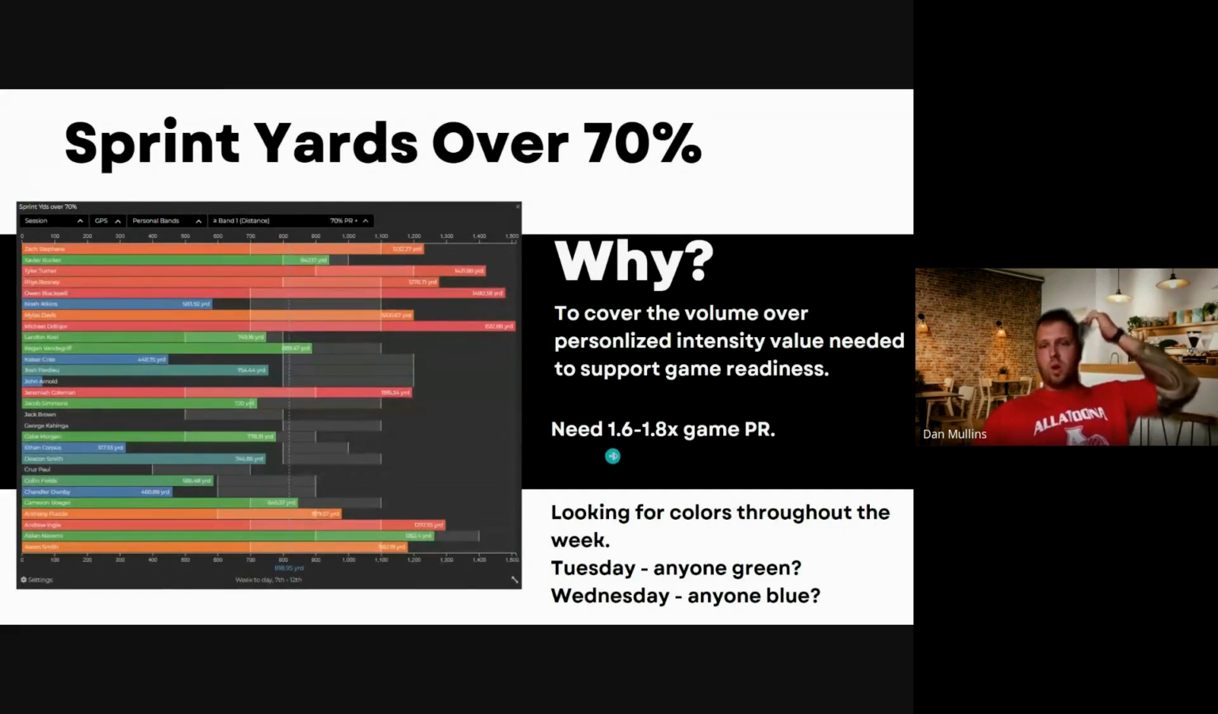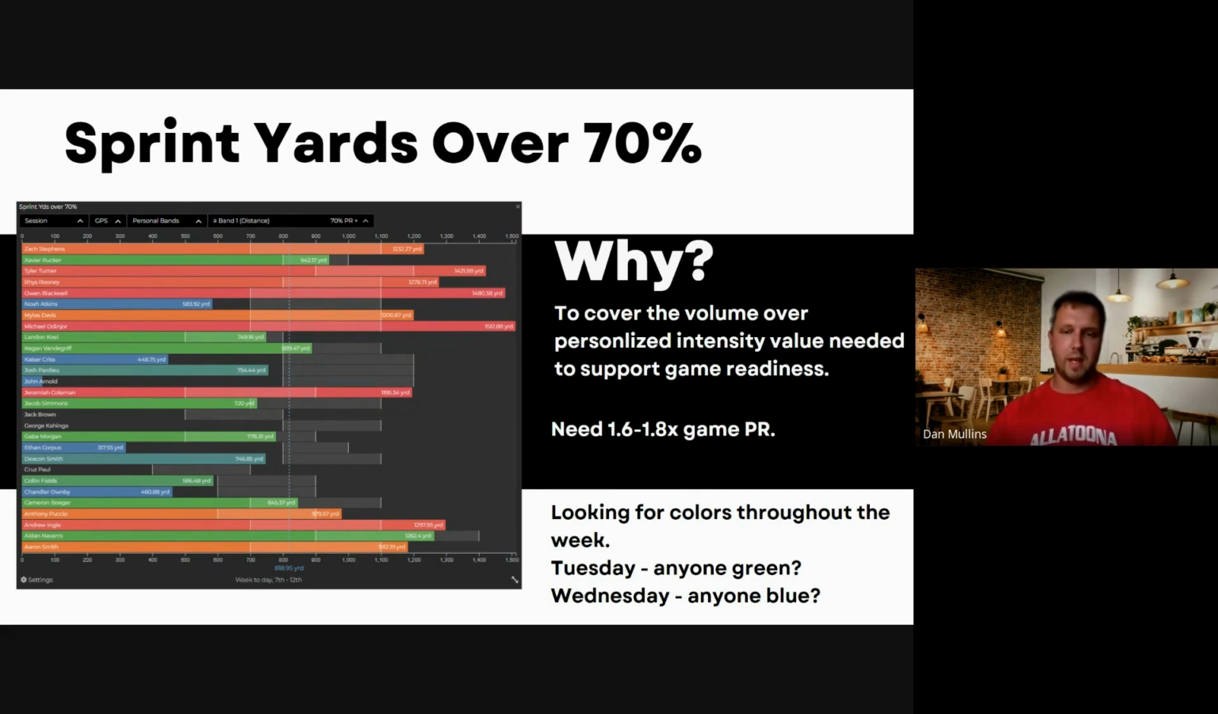So as far as what we're looking for, we want 1.6 to 1.8 times their game PR. So again, every Sunday I come in and I look, all right, on Friday night, how many yards over 70% did each one of these guys hit? And I'm going to adjust that min and max to match that 1.6 to 1.8. So for instance, let's say Miles Davis, and I'm going to make up some fictitious numbers here to make the math a little bit easier on me. Let's say, to make it really easy, wild number here, Miles Davis had 1,000 yards on Friday night, over 70%.